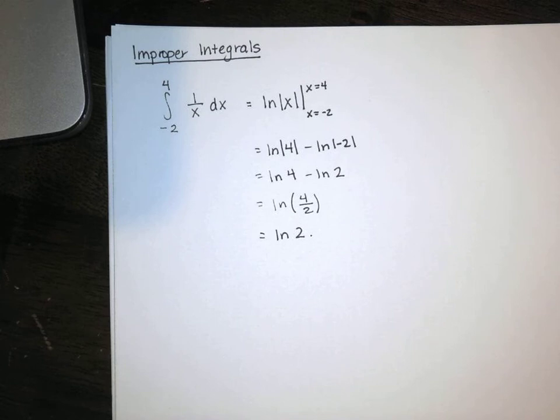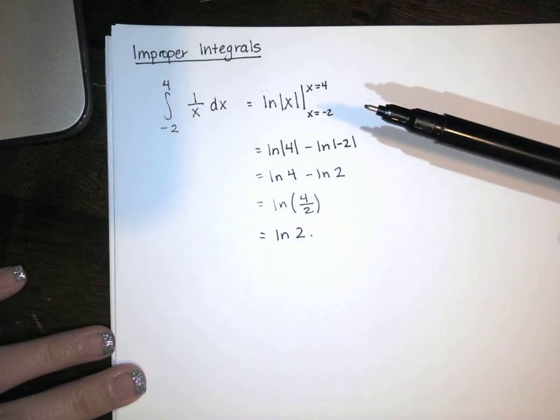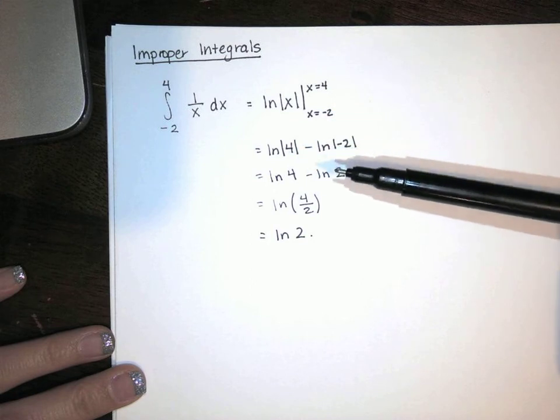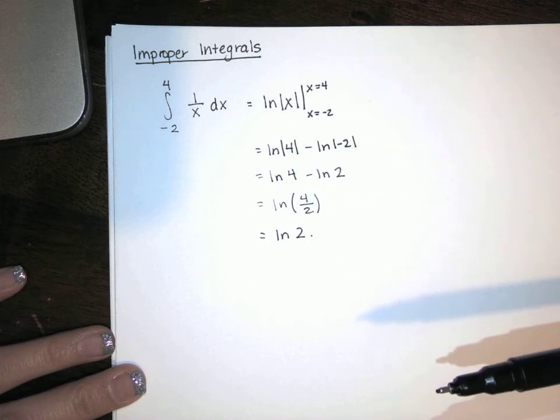Do you guys see the mistake? Do you see? I mean, it looks right, doesn't it? I just took the antiderivative, plug in 4, plug in -2, subtract, did a little algebra to simplify, and then I got the answer. But it's wrong.